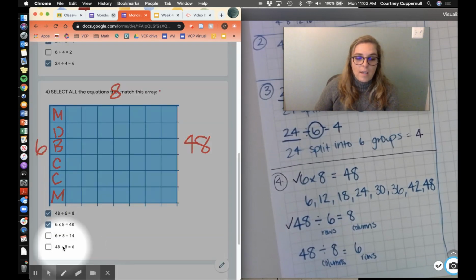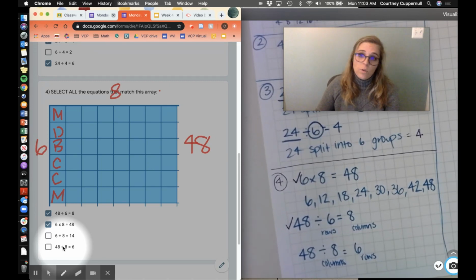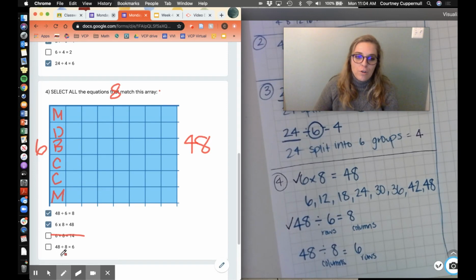6 plus 8 equals 14. That's true. If I have 6 things and I add another 8 things, I'll have 14 total things. But that has nothing to do with this array. They were just trying to see if they could trick you by putting the factors and adding the factors, but you guys are VCP scholars, I know that wouldn't happen to you. Let's look at our last answer choice.